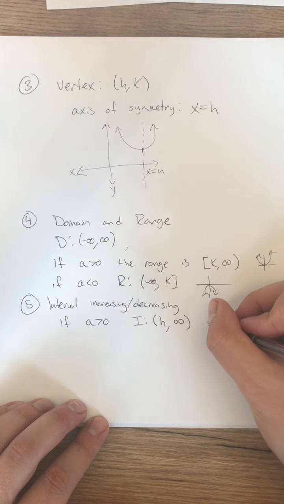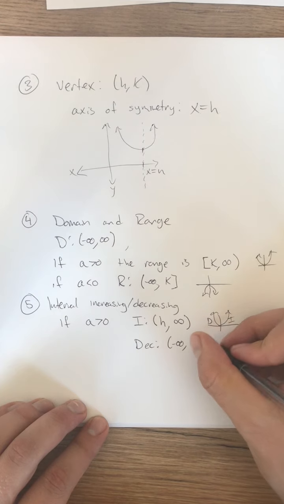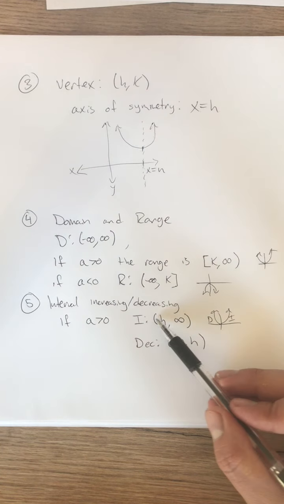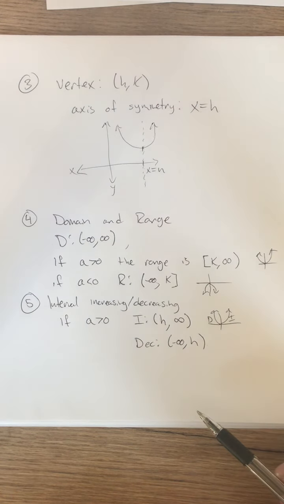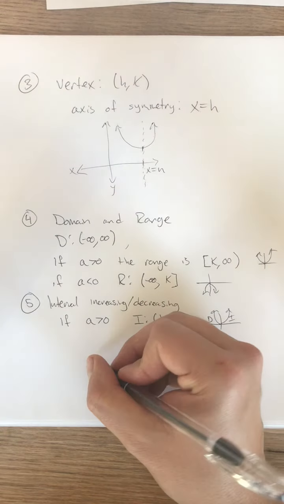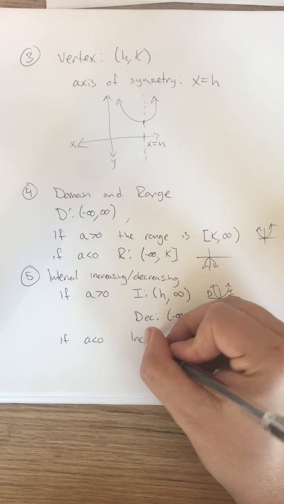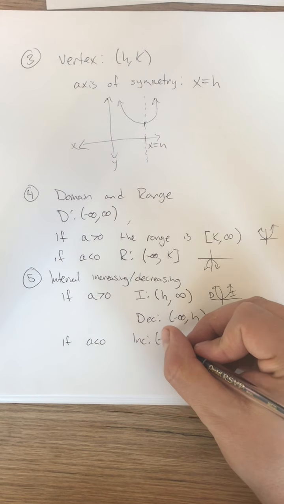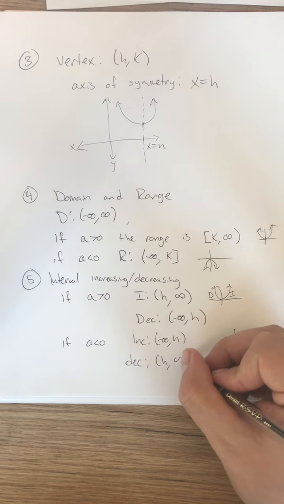And then it would be decreasing from negative infinity to h. These are parentheses, and in calculus we'll learn why we have parentheses right here rather than a bracket. But just remember that for increasing and decreasing, you have parentheses. You never use square brackets on increasing and decreasing. So then if a is less than 0, we would be looking at a downward facing parabola. So we are walking uphill from negative infinity to h, and then we are decreasing from h to infinity.